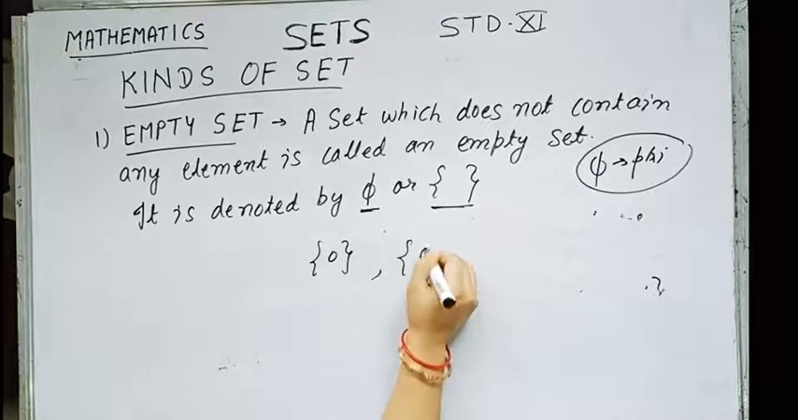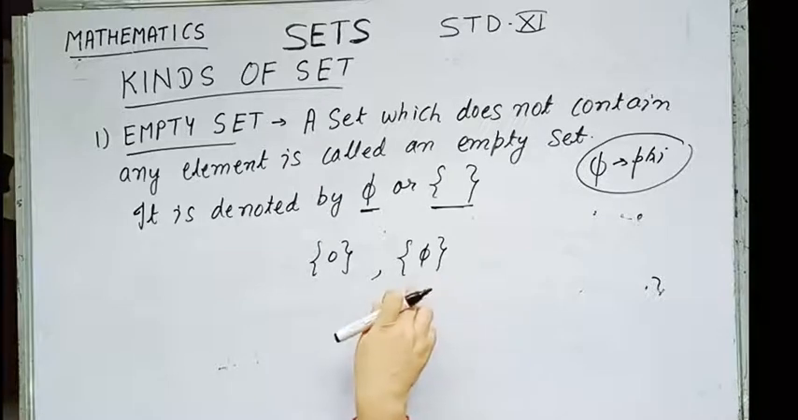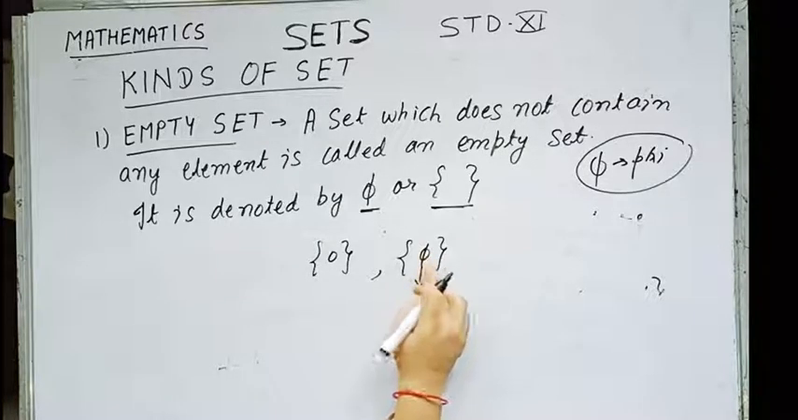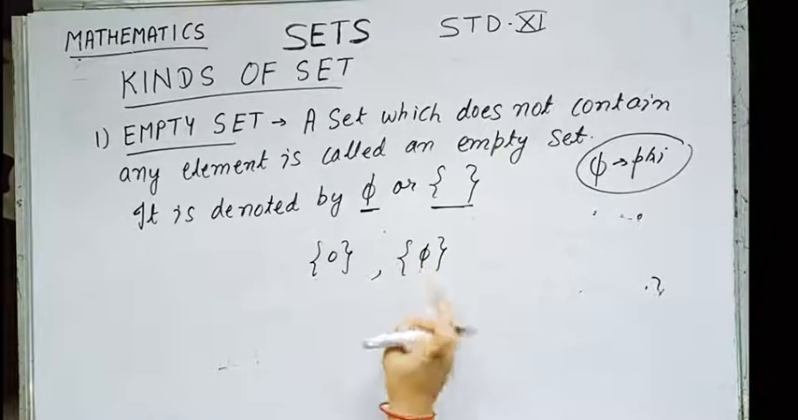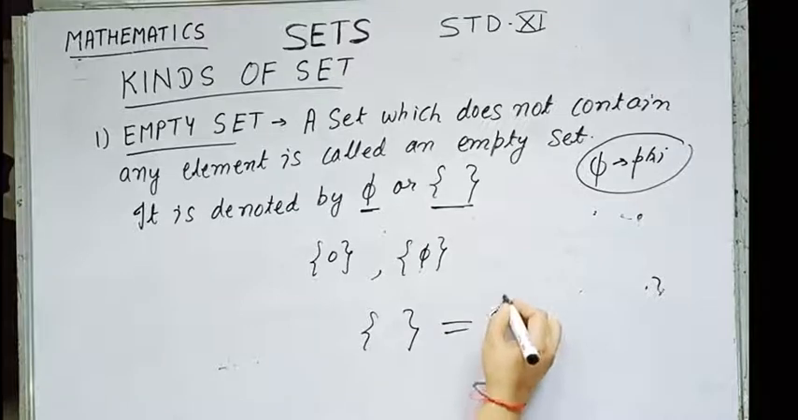Or this also they sometimes take as an empty set. This also is not an empty set. This is a set which contains an element, that element is phi. So only the empty set is a set which is not containing anything, or we can write this as phi.